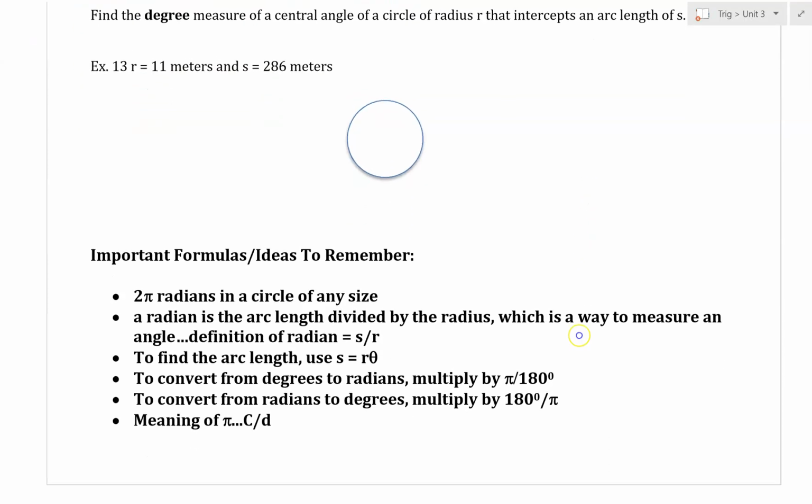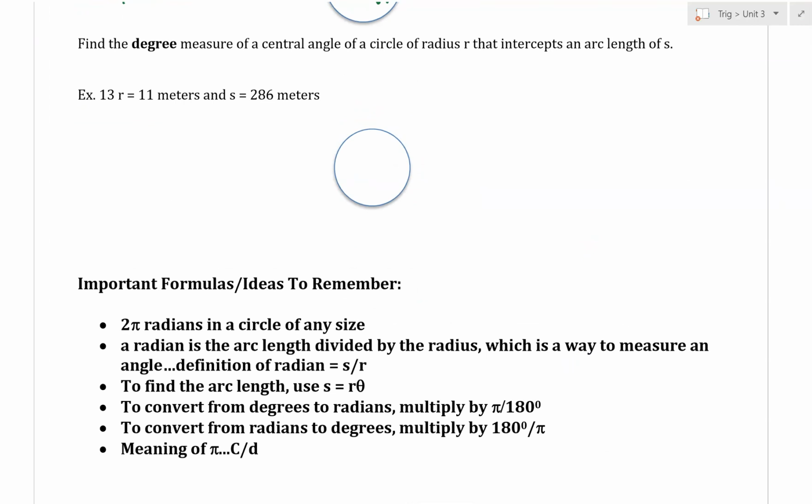Now, this next one says, find the degree measure of a central angle of a circle of radius r that intercepts an arc length of s. So, r is equal to 11 meters, and s is equal to 286 meters. They want us to state the degree of this thing. Well, keep in mind then, first thing we got to do is find the angle measure in radians, and then once we find it in radians, we can convert it. This is 286 meters. We're dividing that by 11 meters. Meters cancel out. We're going to be left with an answer of 26 radians.